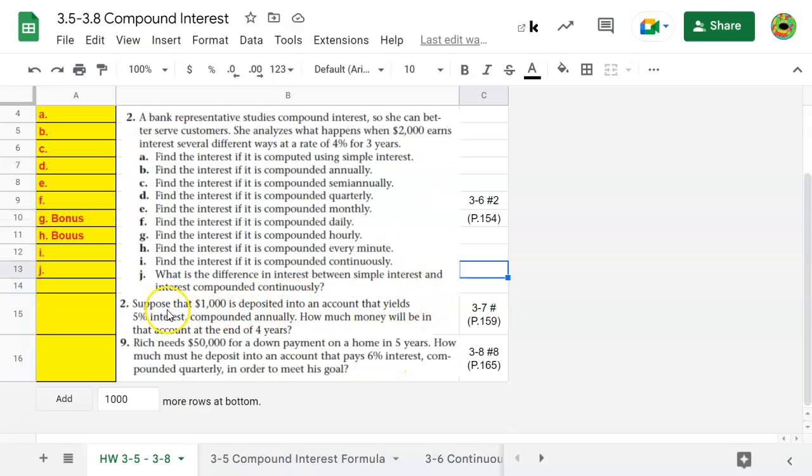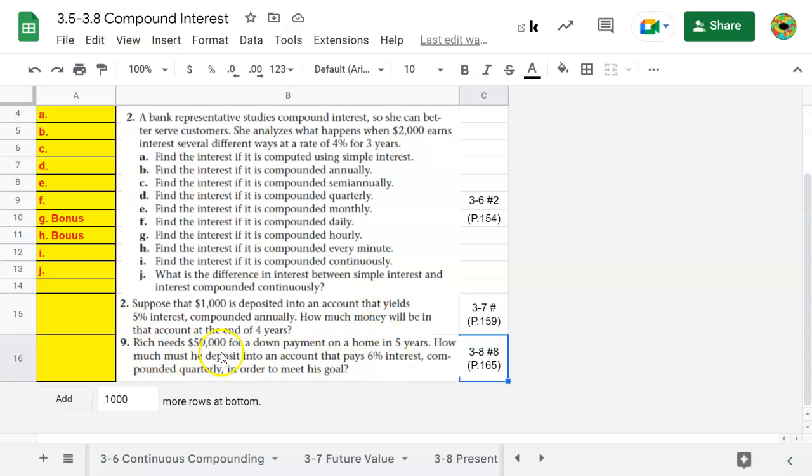Now there's two other types of questions, and that's what these last two are, from 3.7 and 3.8. And they're big formulas. And it basically says, what will your balance be in the future? What's the future value of something? So suppose you have $1,000 deposited in an account that's 5% interest, compounded annually. How much money will be there at the end of 4 years? Just how much money will be there in the future?